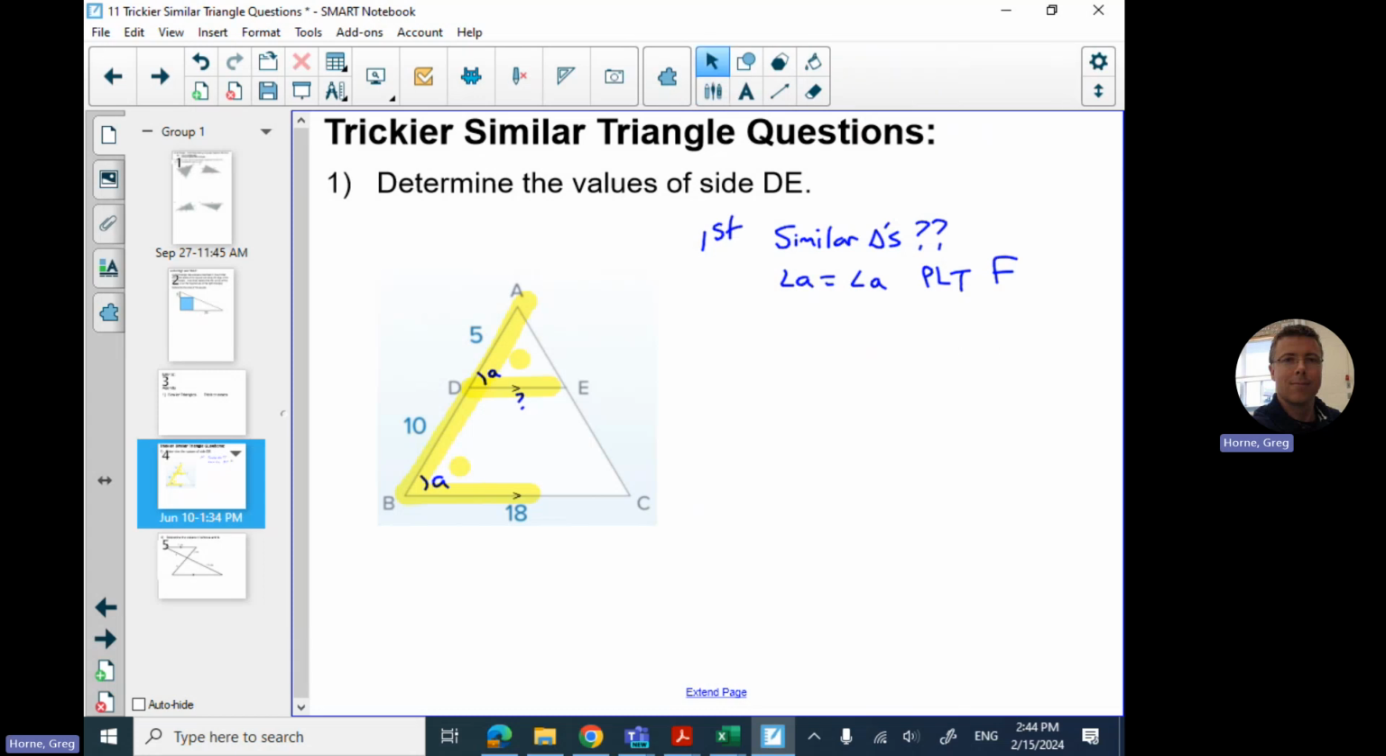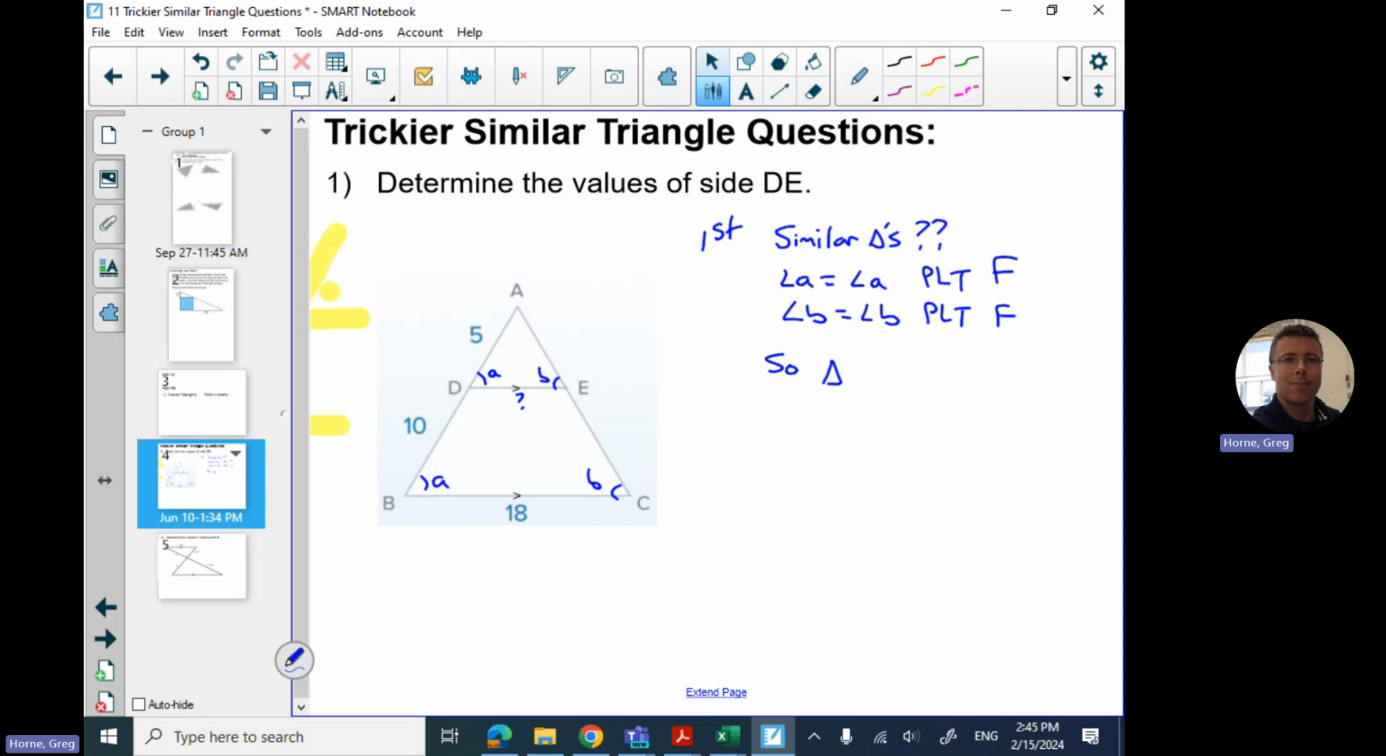So let's get rid of the highlighted version before this diagram gets too messy. And then by the same logic, we have angle B, but angle B is just sort of an upside down or backwards version of it. They're both kind of upside down. So angle B equals angle B, parallel lines theorem, F pattern as well. And so that means the triangles are similar. So triangle ABC is similar to, in the same order, triangle ABE.